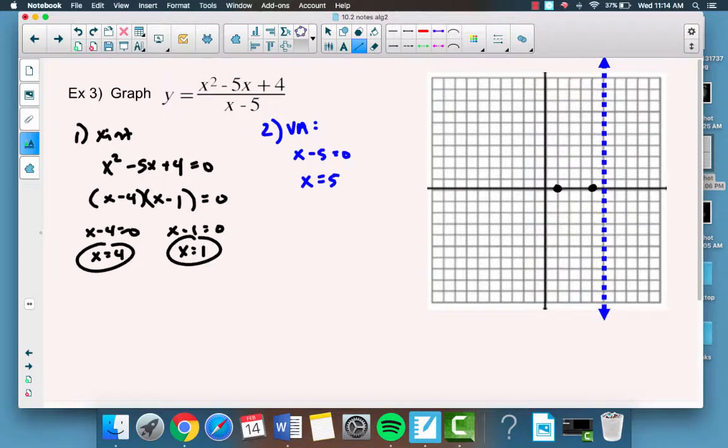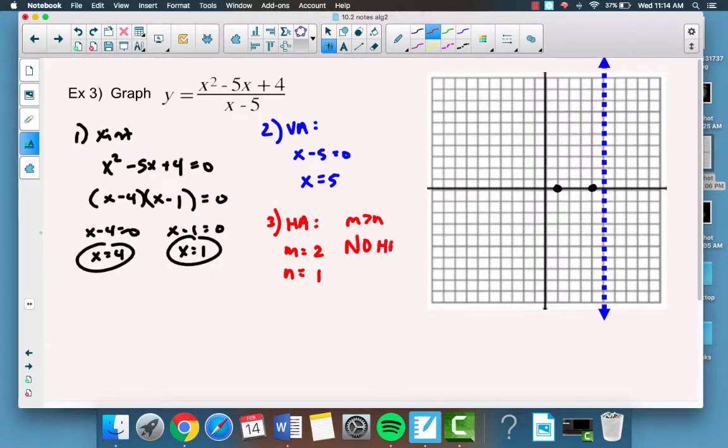Okay. And then I go to my horizontal asymptote. Remember, we look at the degrees. So the degree of the top is 2, and the degree of the bottom is 1. So here we have that the top is greater than the bottom, so that means there is no horizontal asymptote. Okay, and that goes back to our rules from the very beginning.